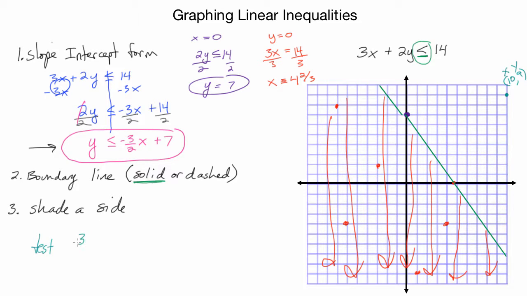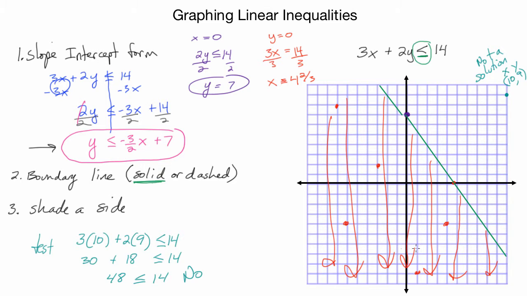So does 3 times putting 10 in for x plus 2 times y, we picked a y value of 9, is that less than or equal to 14? Well, 3 times 10 is 30. 2 times 9 is 18. 30 plus 18 is 48. Is 48 less than or equal to 14? No. So we tested it out. That's not a solution, which is what we would hope for, right? It's not in the solution set.